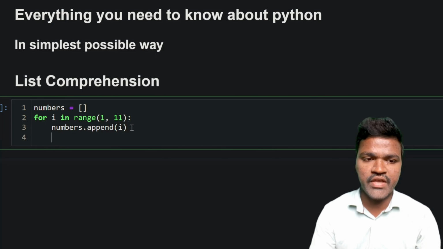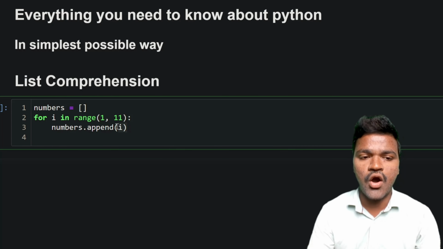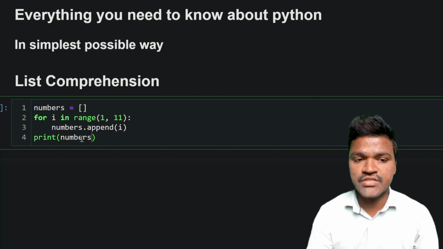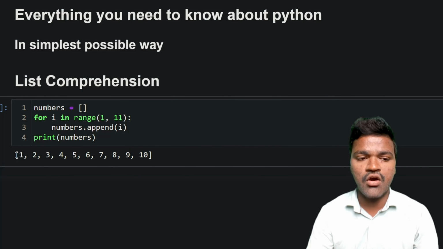So that's it. We have completed this particular for loop. All the elements from this particular range will be added to numbers. Now if I print this numbers and execute this, we can see all the range of values from 1 to 10 in a list itself.